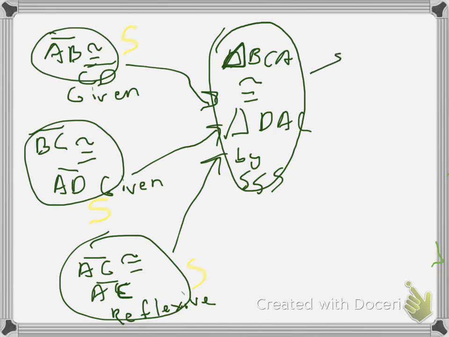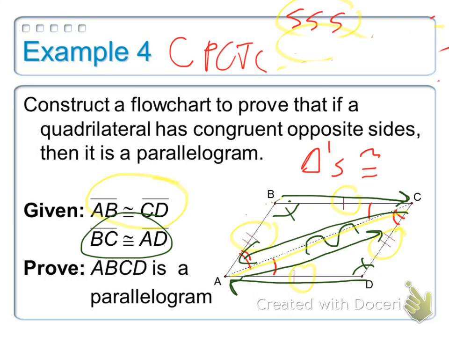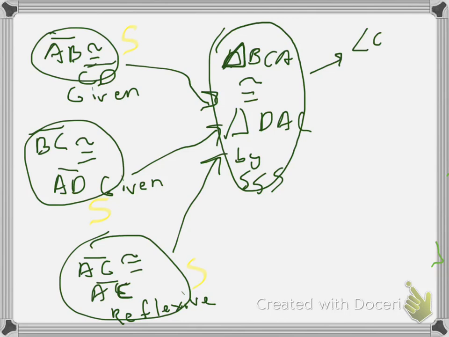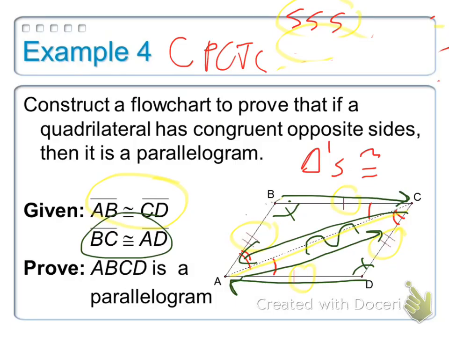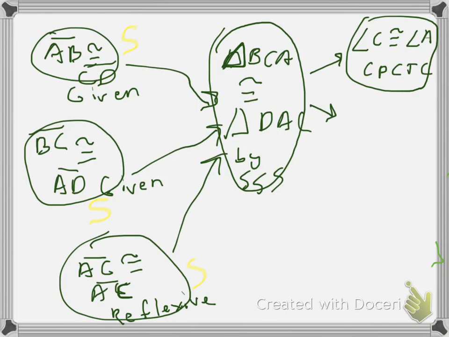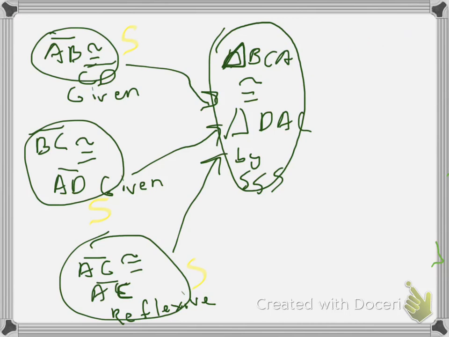I know a couple things here. So let's go to picture. I know angle C is congruent to angle A. Angle C is congruent to angle A by CPCTC. And I also know that angle B is congruent to angle D. Excuse me. That angle, I just totally messed that up. Let me erase this. Okay.